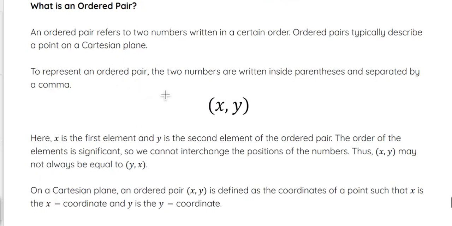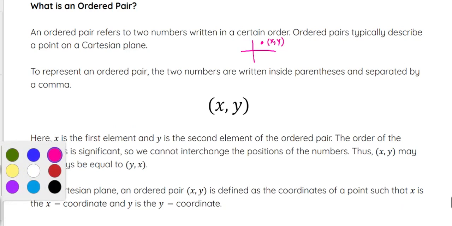Now let's talk about what an ordered pair is. So an ordered pair refers to two numbers that are written in a certain order, and they describe a point on that Cartesian plane, so on the coordinate plane. So for example, if I pick this point right here, there is an x and a y value that go together in that order, x, y, to specifically tell me where that point is located.